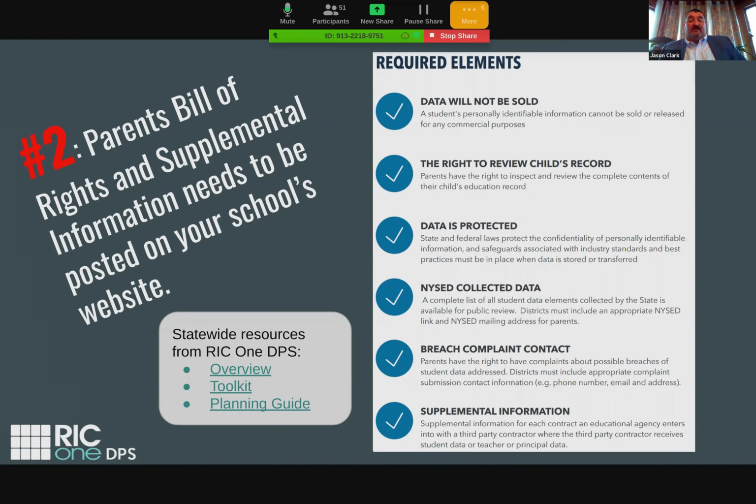And along with this, the Parents' Bill of Rights needs to be part of that agreement with the vendor. Anytime a district is sending student information to a vendor, there needs to be the Parents' Bill of Rights and supplemental information attached to that contract and signed. So that's really what makes the vendor compliant with Ed Law 2D, and that's important.